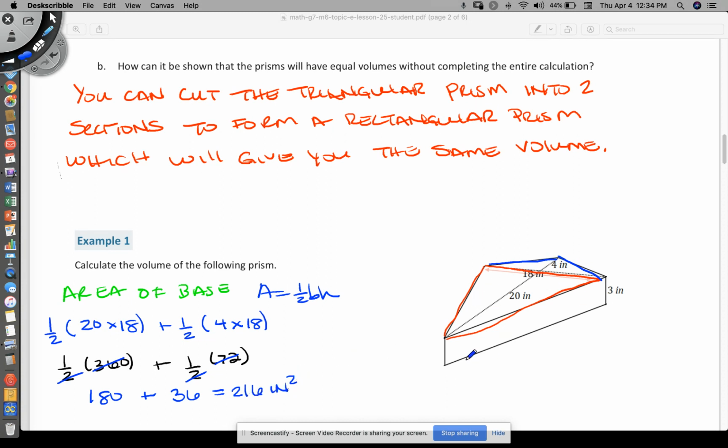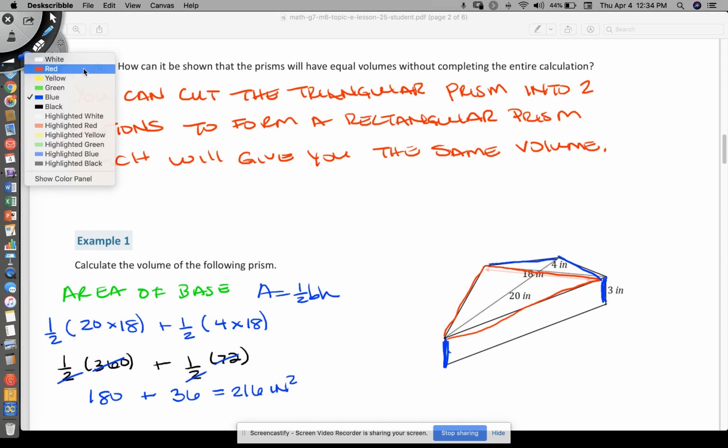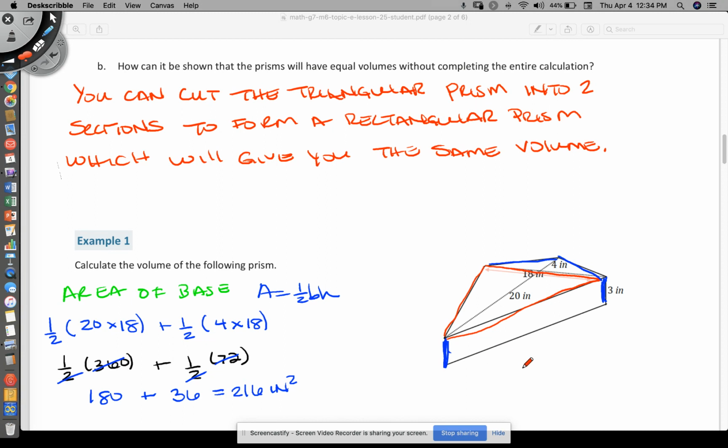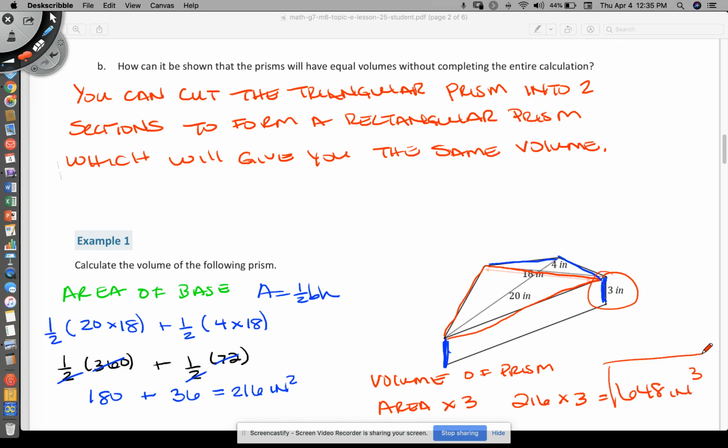Now, if this is 216 inches squared, I just need to incorporate this height into that as well. And by doing that, I can find the volume. Since I already found some of the parts of the volume, the length and the width basically, now I just need to incorporate the height. So for volume, we're going to say volume of a prism. That's going to be basically your area times 3. And that's because we have to incorporate that height. So I'm going to say 216 times 3 gives me 648 inches cubed. And that is my final answer.